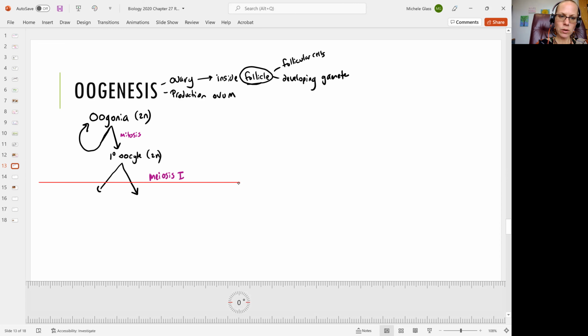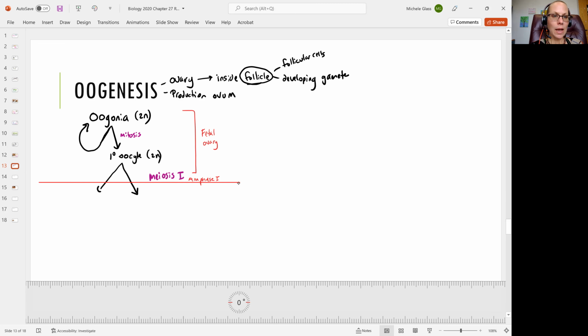So this process of going from an oogonia to a primary oocyte through mitosis, the primary oocyte going into meiosis 1, is happening in the fetal ovary. So that's before this individual is even born. And I'm drawing that red line at anaphase 1. So what this is telling us is that in the infant ovary, at the moment of birth, all of your primary oocytes are frozen in anaphase 1, meiosis 1.